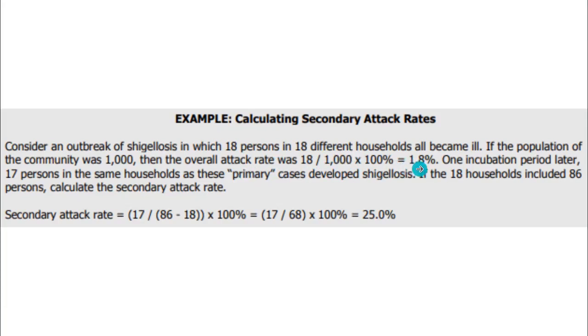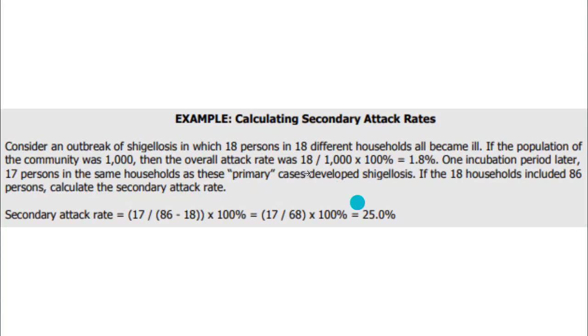1.8%. So this is not yet your secondary attack rate. This is still your risk or your primary attack rate. So again, how do we define your secondary attack rate? We define this as the number of contacts from the primary cases. Okay. So one incubation period later, 17 persons in the same household as these primary cases developed shigellosis.